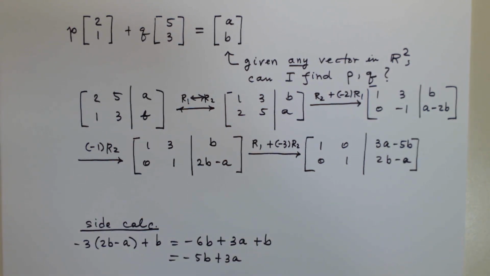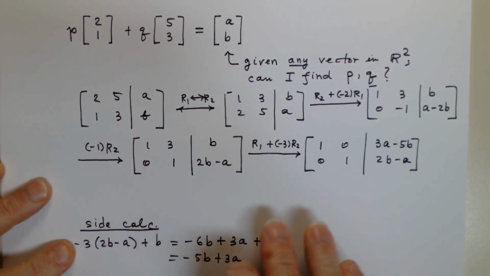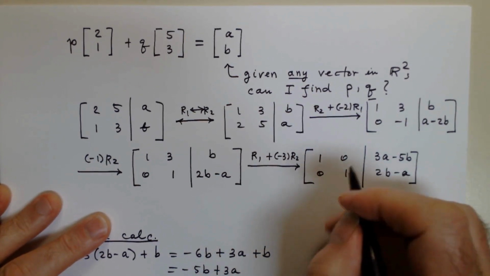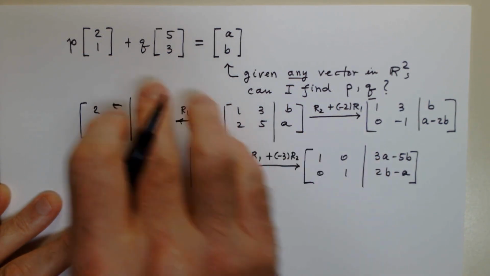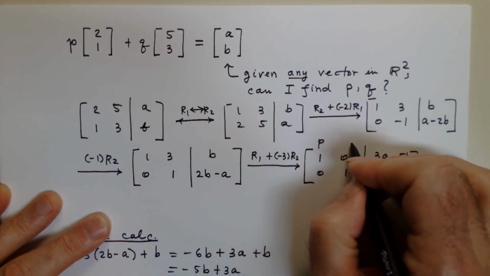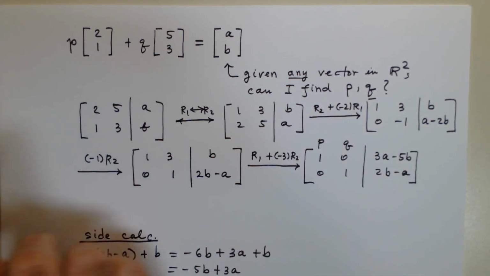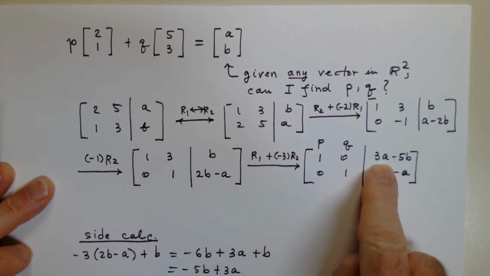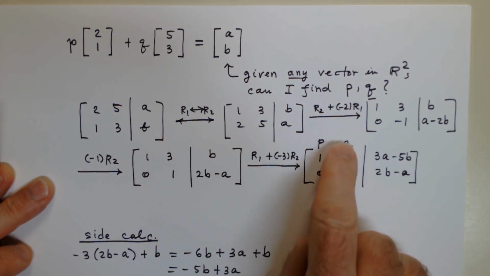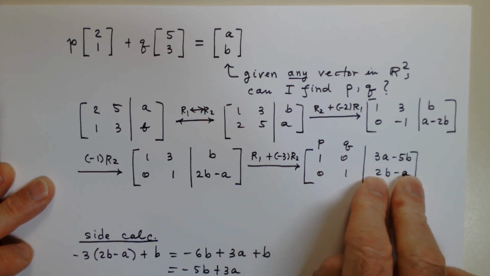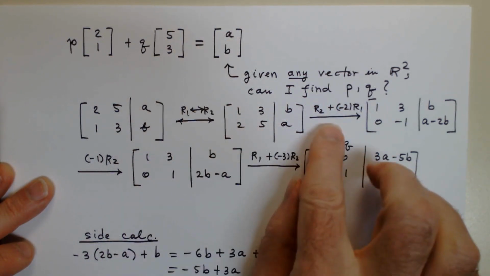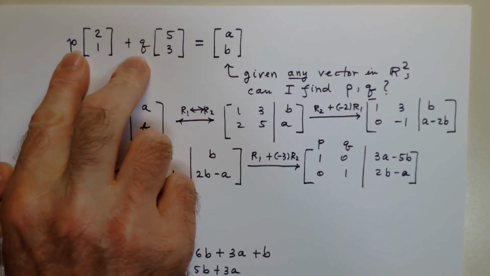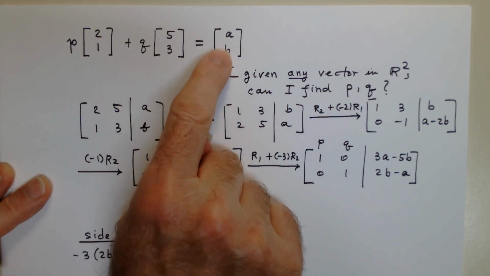Okay, and so the question is, is this system consistent? Absolutely. We have no inconsistencies here, and in fact, we can see exactly what to do. Let's remind ourselves, this is the column for the variable p, and this is the column for q. And what this is telling me is that if you hand me an a and a b, I can set p equal to 3a minus 5b, and I can set q equal to 2b minus a. So I can take your components a and b, run them through these formulas, and I can tell you exactly how much to scale this vector and exactly how much to scale this vector to produce this vector.